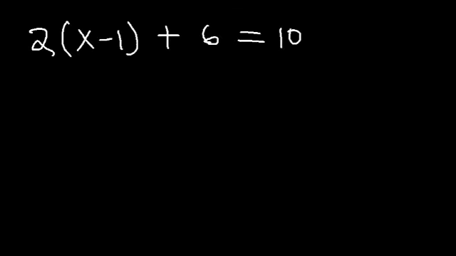Let's try this one. 2 times x minus 1 plus 6 is equal to 10. So what's the first thing that we need to do to solve for x? The first thing I would do is subtract 6 from both sides.